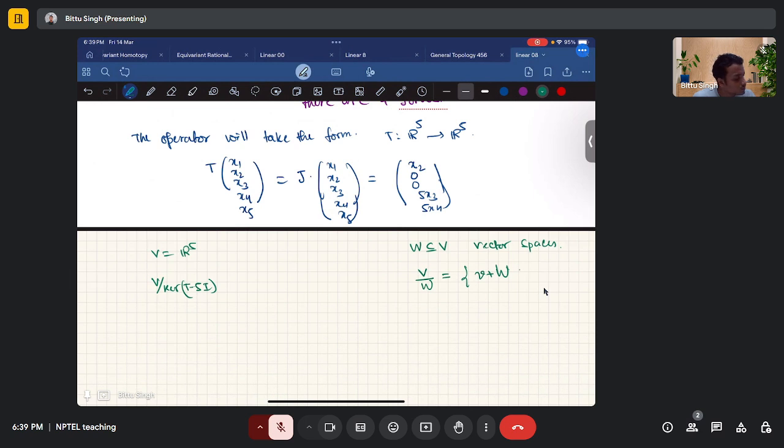So V plus W, where some V belongs to that capital V. And we can add one class V plus W and another class V dash plus W. The addition of those two classes is defined to be V plus V dash plus W. Similarly, multiplying with some scalar C is defined to be CV plus W. So this is actually a vector space. You can look at this.